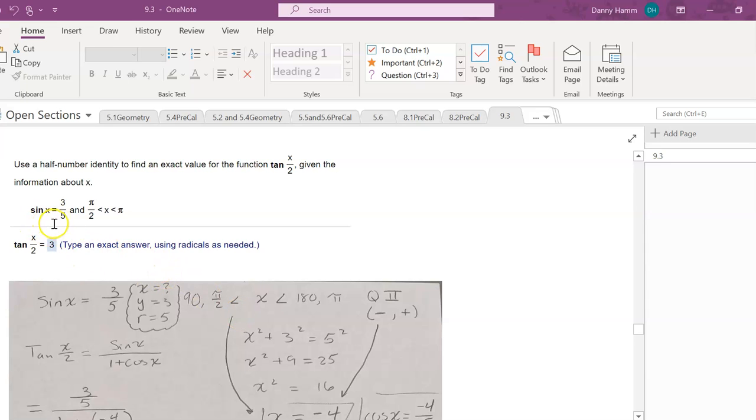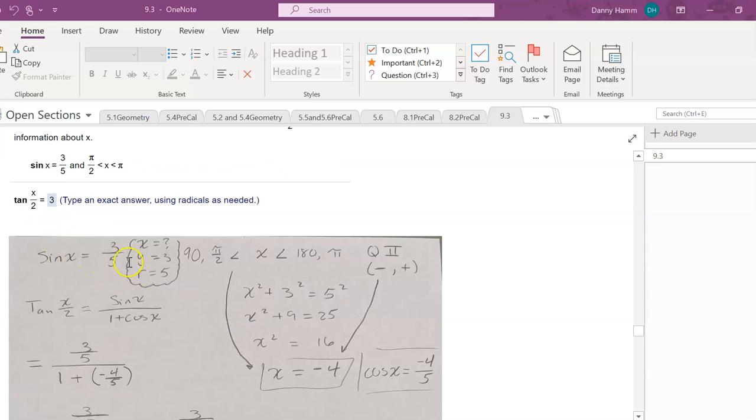Similar type of problem here. Since we're looking for tangent, we're going to need the sine and cosine. So in order to do that, I need to use my x, y, and r values. Since sine here is 3/5, I know my y is 3, my r is 5, and I'm looking for my x. This lets me know that we are in between pi over 2 and pi, or 90 and 180 degrees. So I'm in quadrant 2.